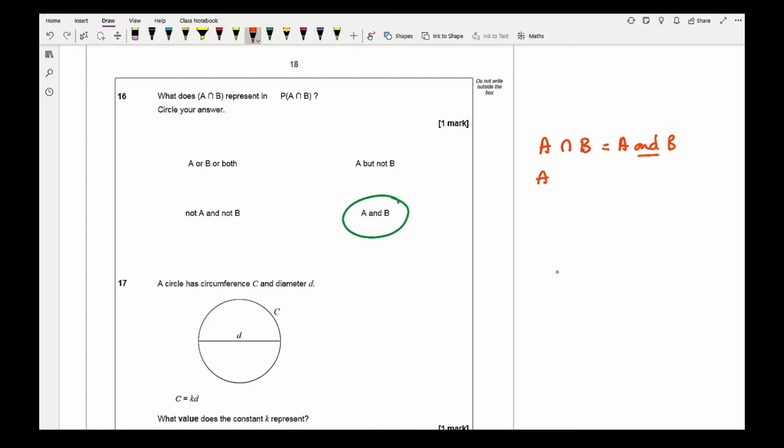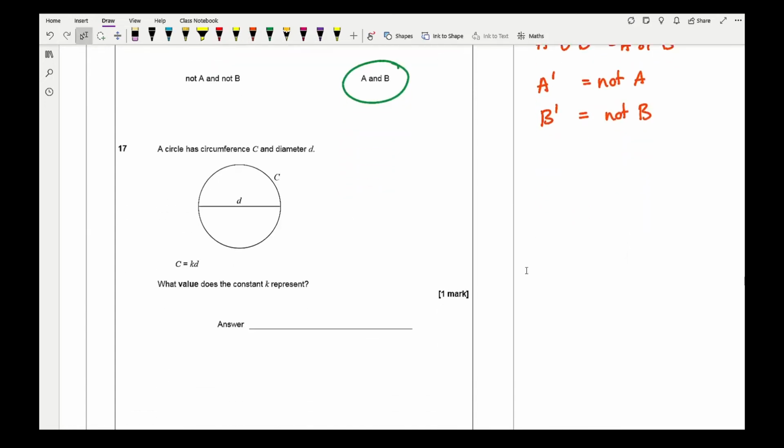If the little hoop thing was the opposite way round, so it looked like a U, then that would be A or B. Now if you see a little dash, then that basically means not A, and if you saw a B dash, that means not B. And there's just some little indications of some probability notation.